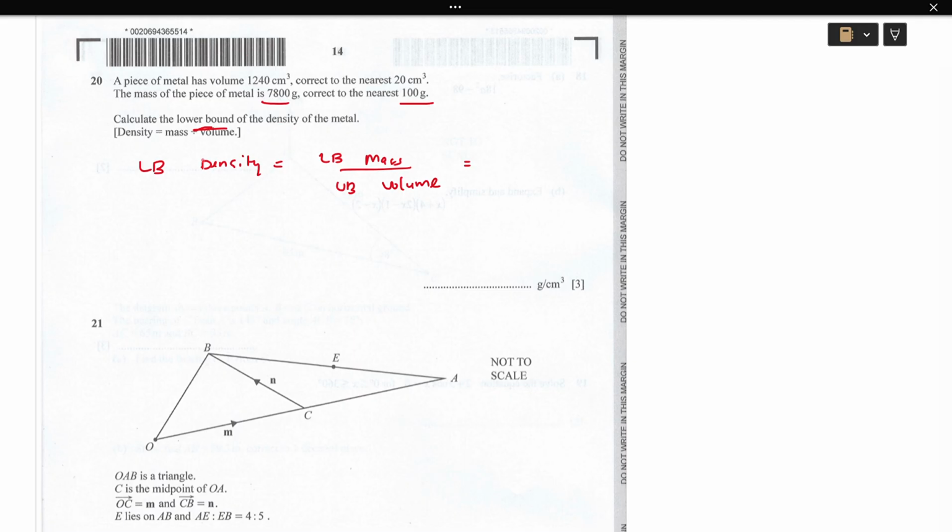So when we do 50 less, that is 7750 over the upper bound of the volume. This is to the nearest 20, so 10 above and 10 below; for the upper bound, we take 1250. So when we divide, we'll get 6.2. That is the answer.